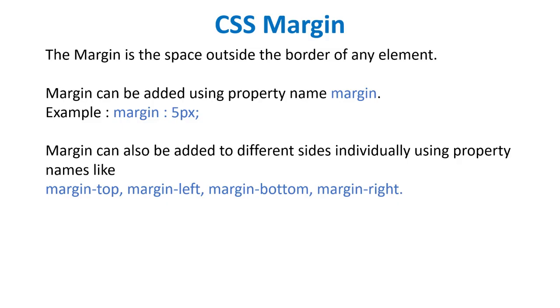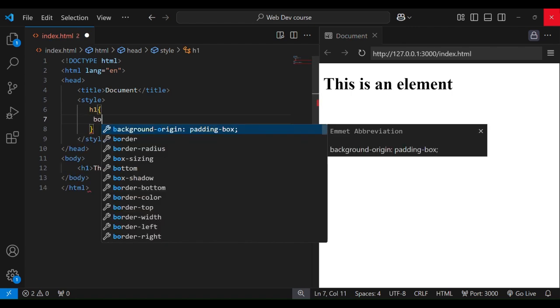The margin is the space outside the border of any element. Margin can be added using property name margin. Example, margin: 5px. Margin can also be added to different sides individually using property names like margin-top, margin-left, margin-bottom, margin-right. Let's see a quick demonstration of how it works.